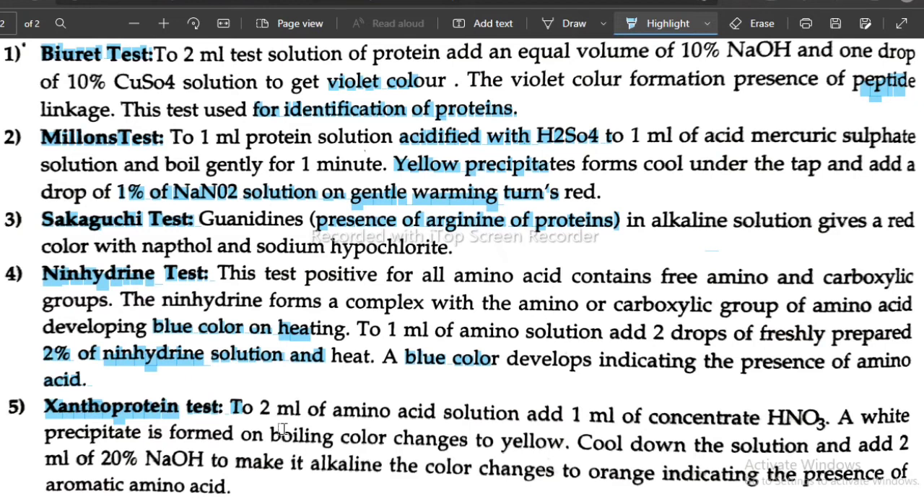फिर उसको आपको क्या करना है, कूल डाउन करना है वो सोल्यूशन को. फिर उसके बाद ठंडा होने बाद उसमें आपको 2 ml NaOH सोल्यूशन डालना है टू मेक इट अल्कलाइन. वो थोड़ा अल्कलाइन हो जाएगा, फिर वो कलर चेंज करेगा टू ऑरेंज. अगर ऑरेंज कलर आता है दैट मीन्स अरोमेटिक अमीनो एसिड उसमें present है. तो these are the 5 tests of protein. These are the qualitative tests of protein.